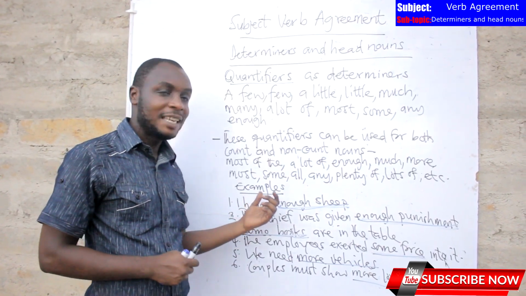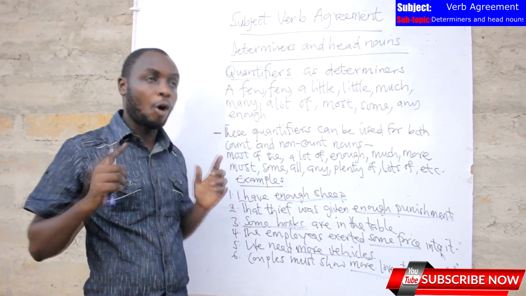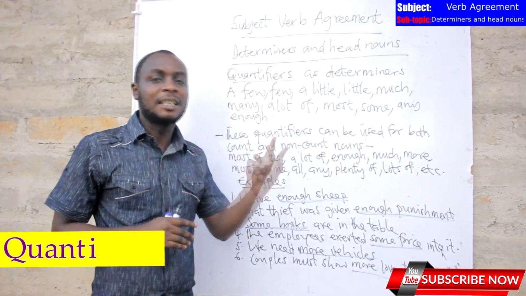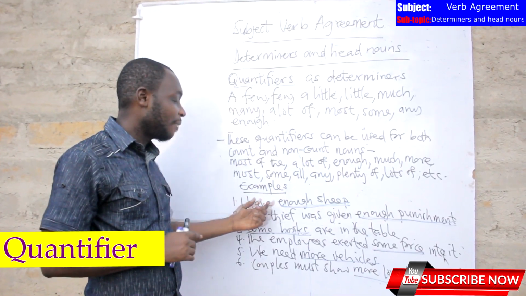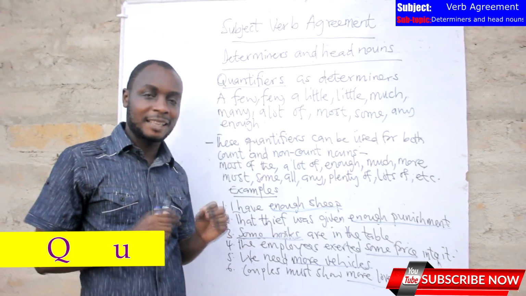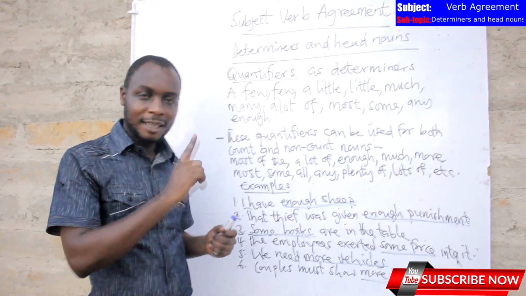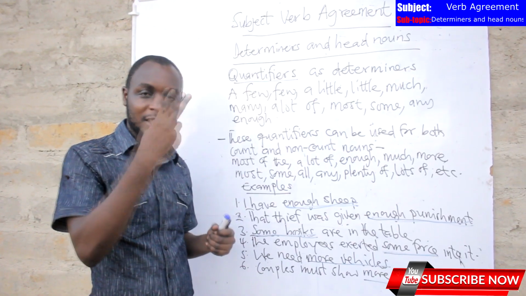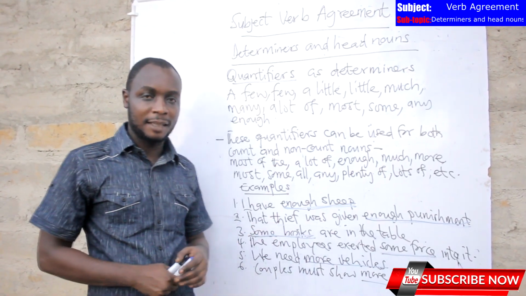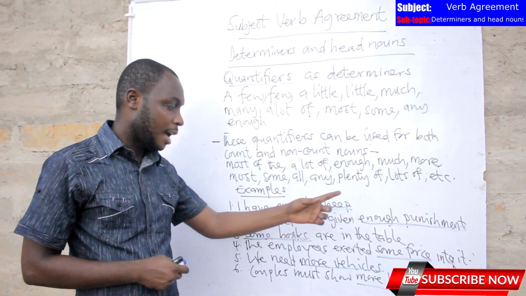And we have, I have enough sheep. Sheep here, we don't say sheeps. Sheep could be 1 or 2 or 3. If you meet 3 sheep, we say 3 sheep. So I have enough sheep. Sheep is considered a non-count noun. We don't count them. If it is 1, it is sheep. If they are 2, they are sheep. And then we also have, that thief was given enough punishment. Enough punishment is also used for a non-count noun.